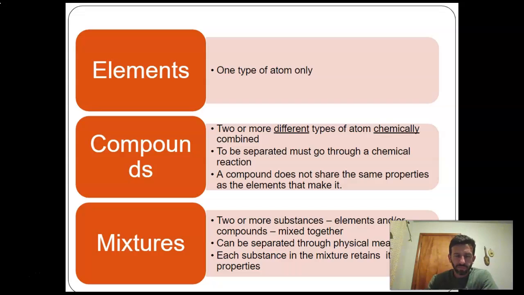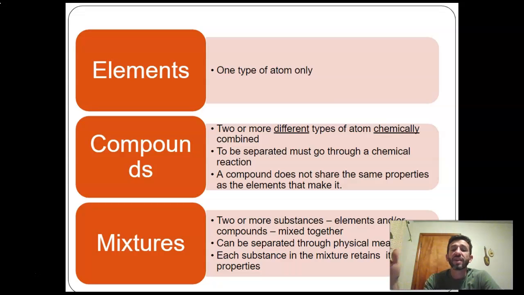Here's a quick review. Elements, you only have one type of atom. You can't break them down anymore. Compounds, you have two or more different types of atoms chemically bonded. The only way to separate them is through chemical means, and the compound does not share the properties of the elements that make it up.